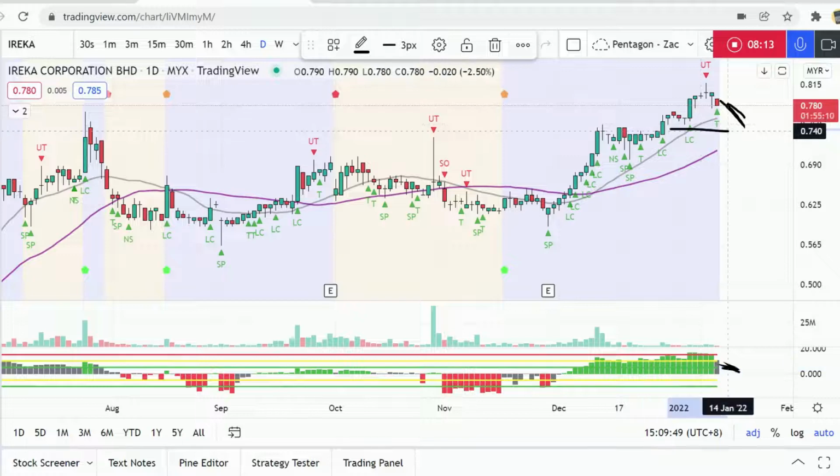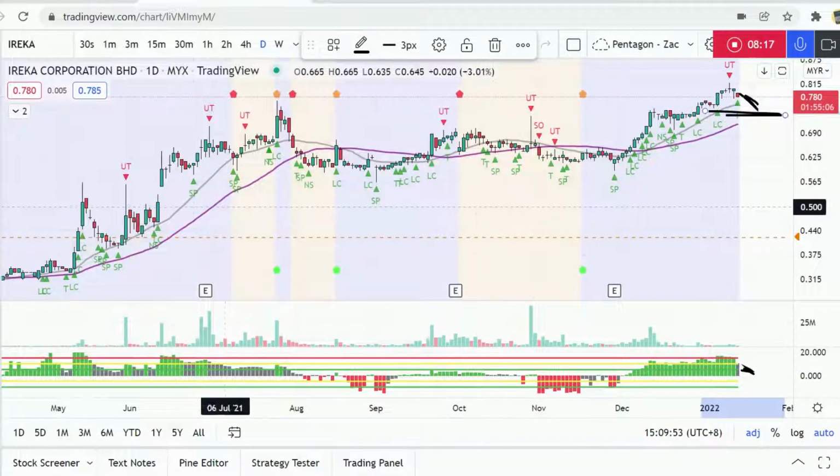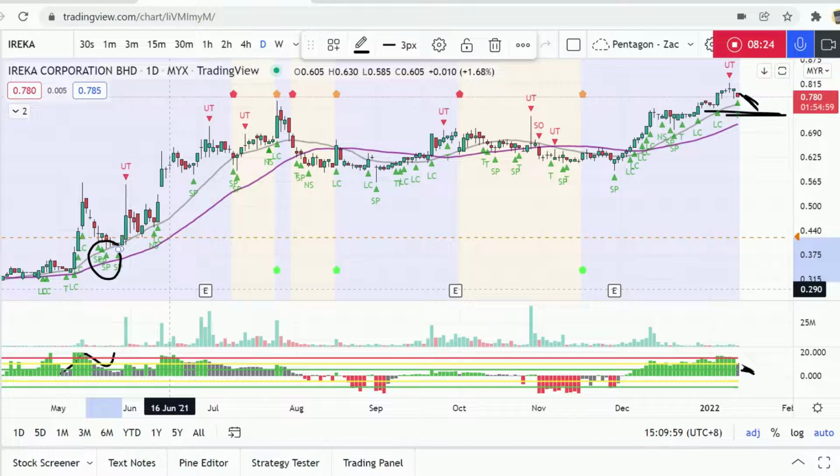Make sure there's plenty of sound strength when this happens. So example here: green, gray, sound strength. Green, gray, sound strength. So these are the things that we want to look for. So this is IREKA.